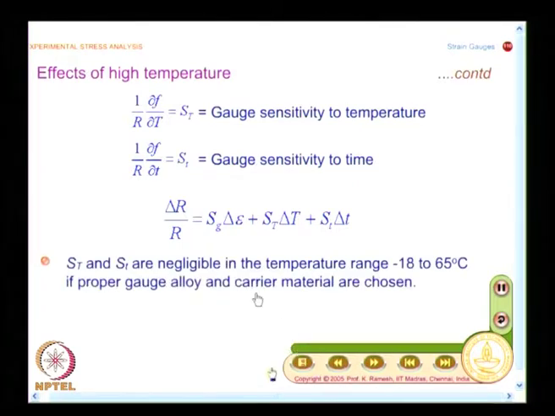And what is mentioned here is that the factors S capital T and St are negligible in the temperature range minus 18 to 65 degree centigrade. A variety of problems exist in this regime, and what you need to be careful about is that you need to select the proper gauge alloy and a suitable carrier material for these applications. But when I work beyond this temperature, I need to account for the effect of time.